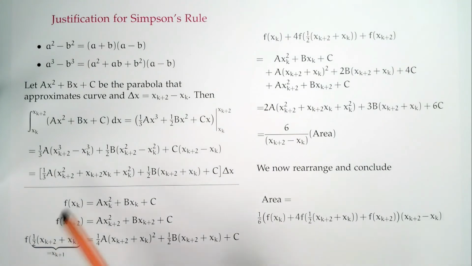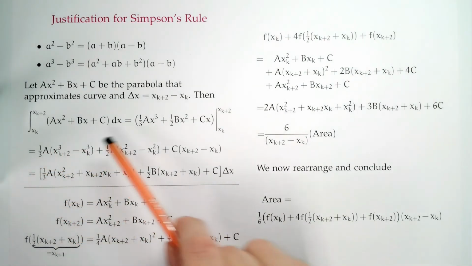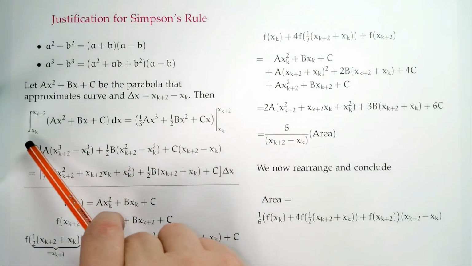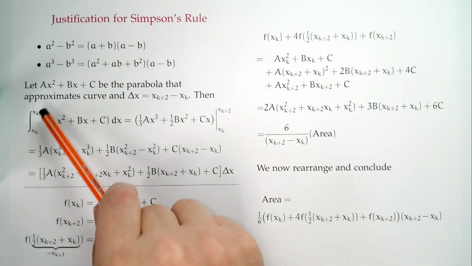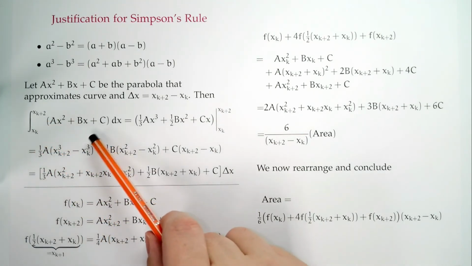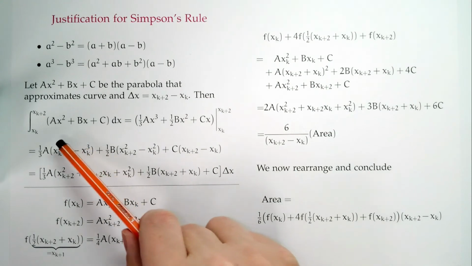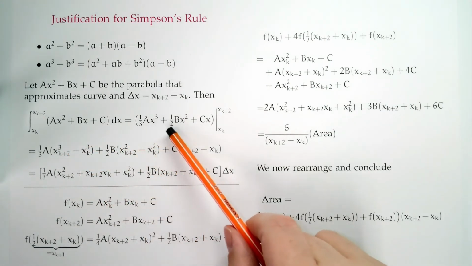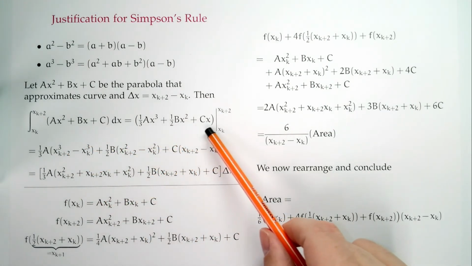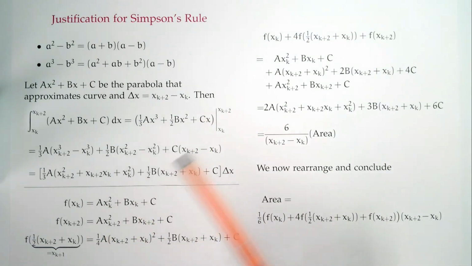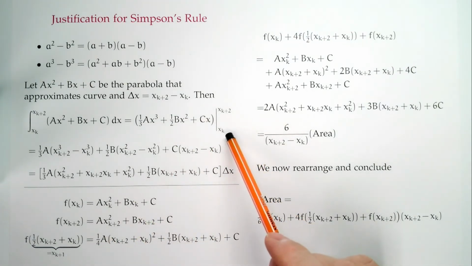So the first thing we're going to do is figure out, well, what's the area? So we're going between xk to xk plus 2 of our parabola. So we just do the integral. That's 1/3 ax cubed plus 1/2 bx squared plus c times x. We plug in our xk plus 2 and our xk.